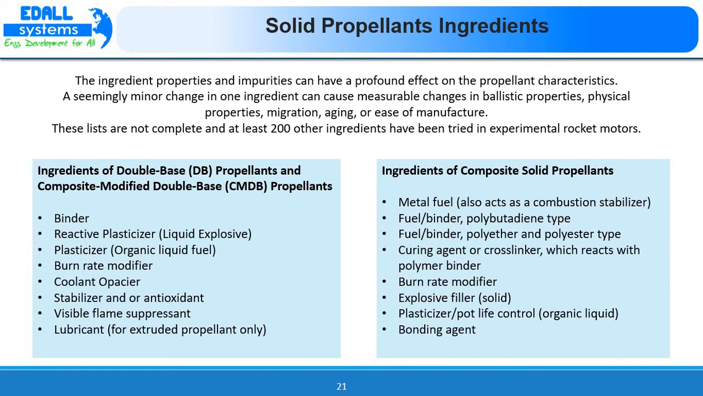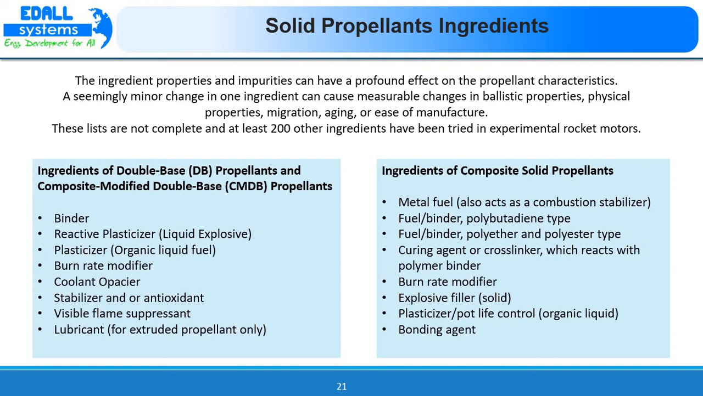So these are some of the ingredients which are used in solid propellants. This is not the only list, and there are still many other propellants which are being tested and experimented for solid propellant rocket motors. Under double base and composite modified double base propellants, we have binder, reactive plasticizer, burn rate modifier, coolant oxidizer, stabilizer and/or antioxidant, visible flame suppressant, and lubricant.